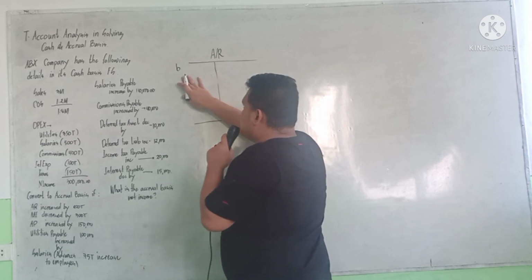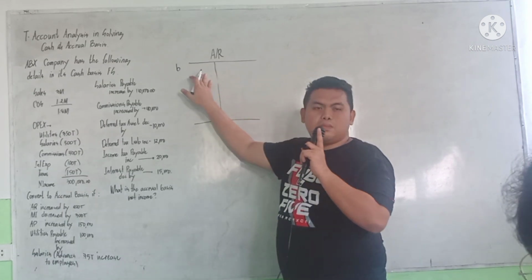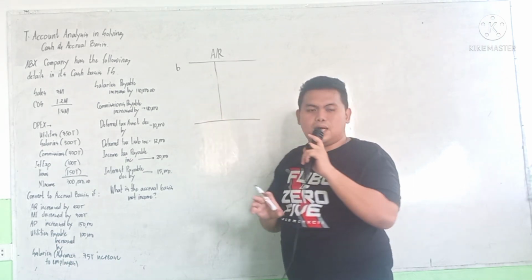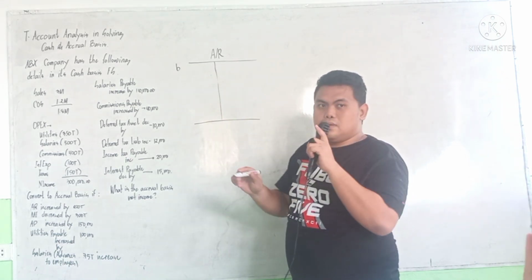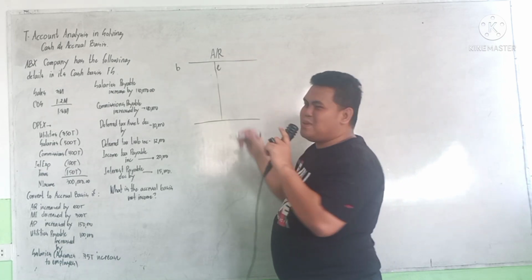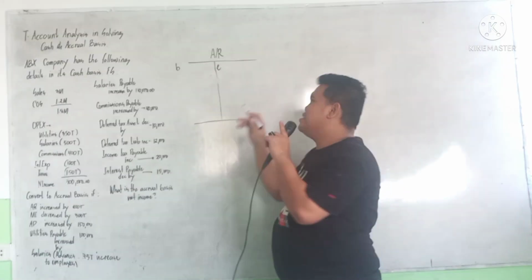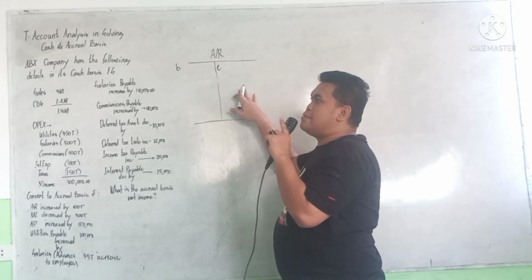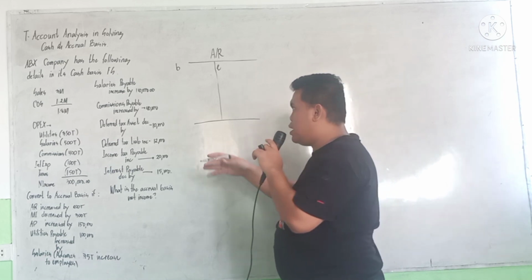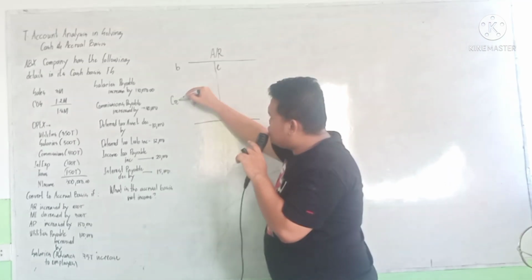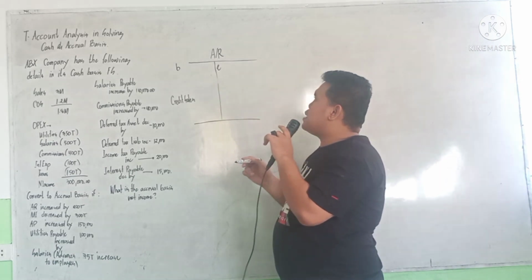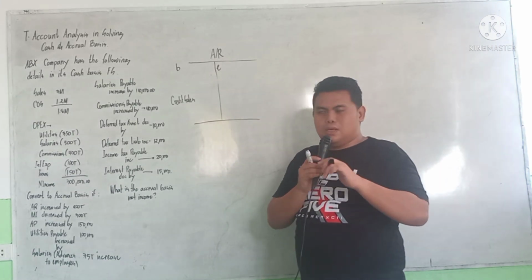sa account analysis, you put the beginning balance sa iyang normal balance. And since accounts receivable is an asset, the normal balance is at the debit side. And then, you have our ending balance. And then, what makes the accounts receivable increase will also be put sa normal balance. So we have credit sales. So, paano kita makapag-aas sa accounts receivable, di ba?